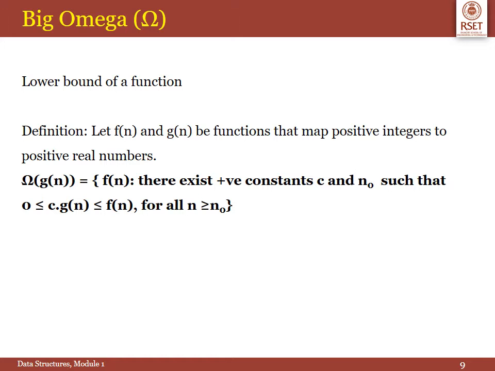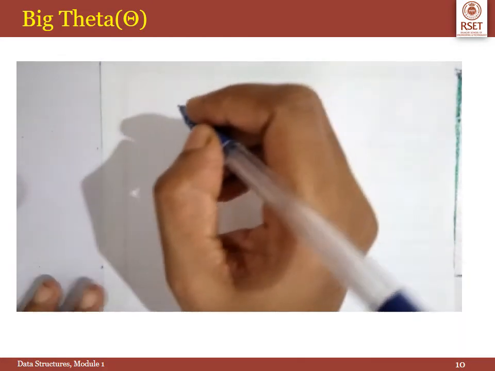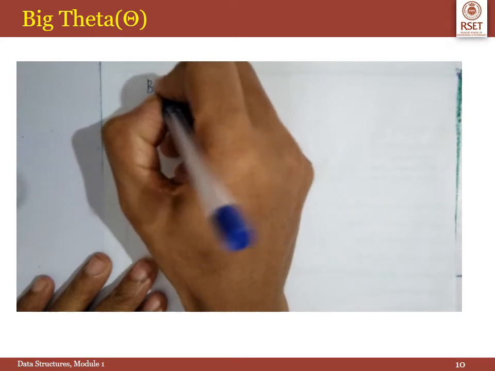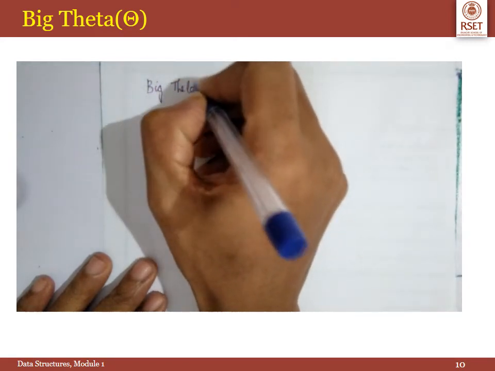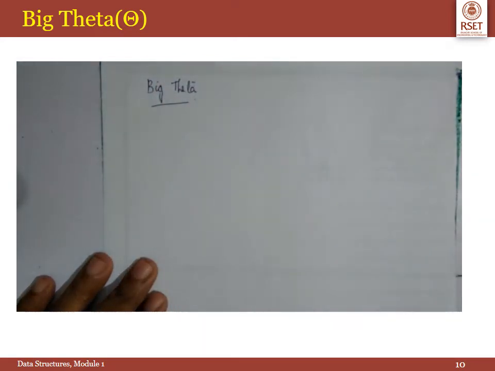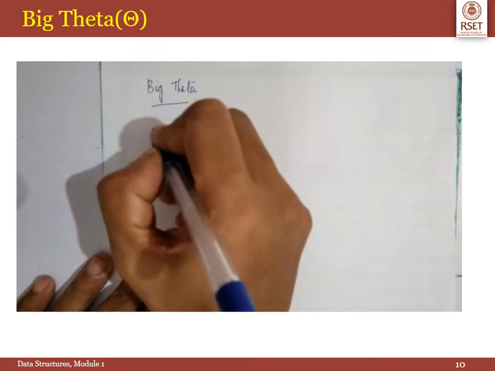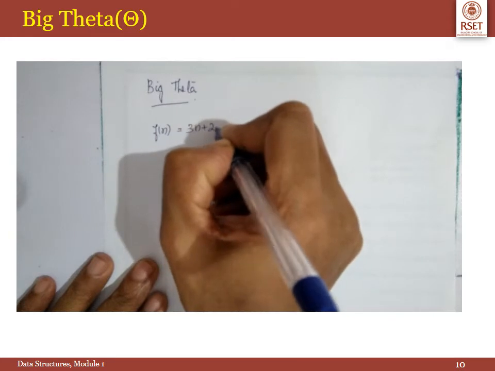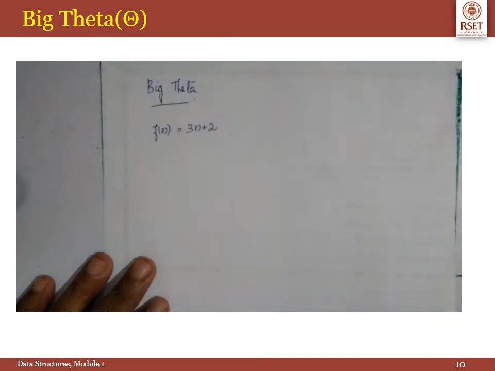Now in the next slide we will try to find out how you can calculate the average bound, or theta value, of a function. We'll see the average bound, or we'll try to find big theta. Let us take the same function f(n) equals 3n plus 2. Now my aim is to find the average bound of this.